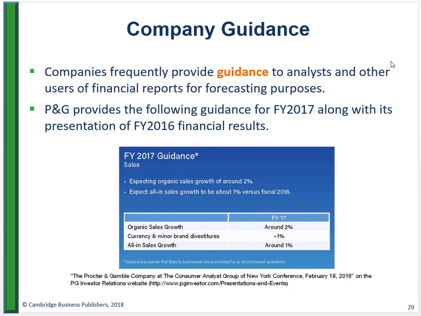Now, as you can see from slide number 27, that second line there, currency and minor brand divestitures. Management has visibility into the fact that they expect those two things to lead to an approximate 1% drag on sales in fiscal year 2017. But I'm going to ask you a question here. Is it reasonable to expect that drag to recur in 18, 19, or 20?